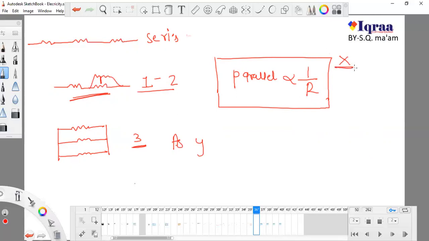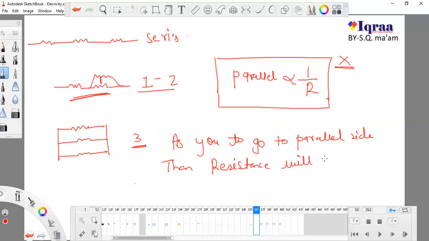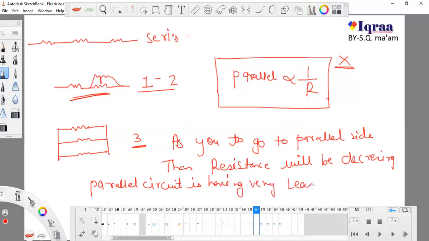This is not a formula. I'm just trying to make you understand the relation between parallel and series. As you go more to the parallel side, the resistance will be decreasing. Remember, a parallel circuit has very, very least resistance. So this is our formula, and on the basis of this type of formula we have to do some numericals.